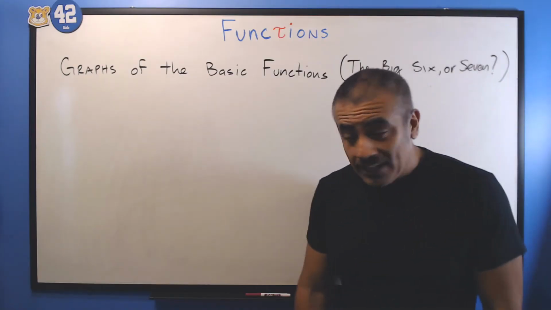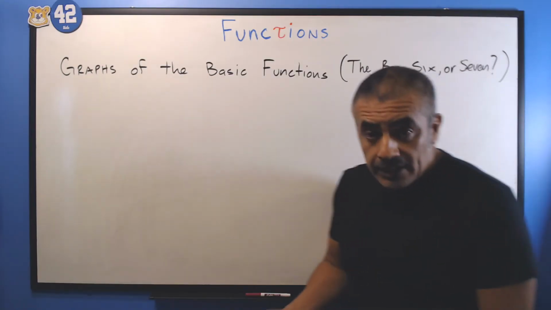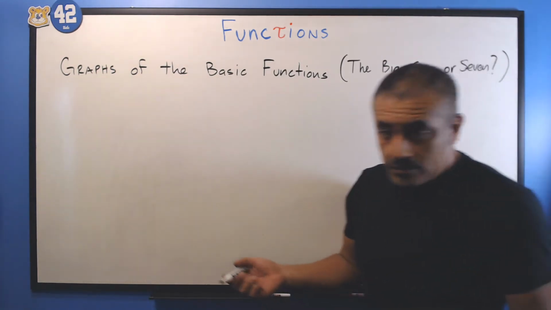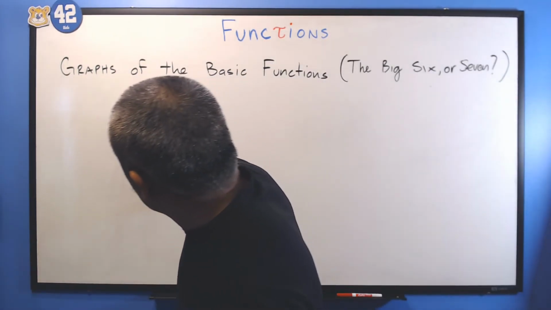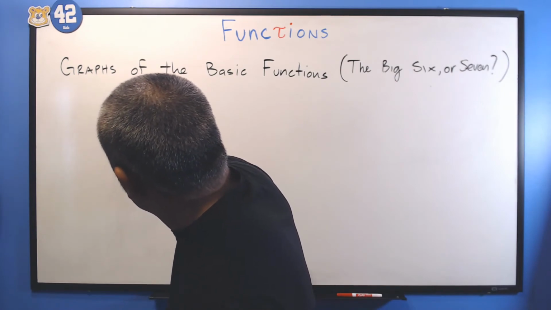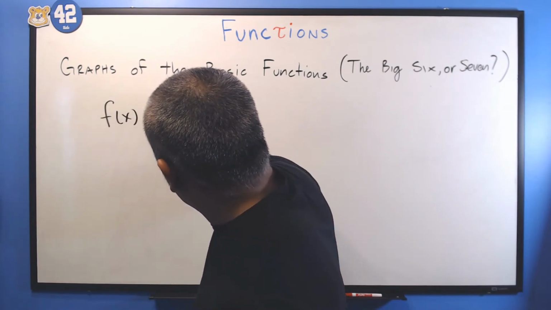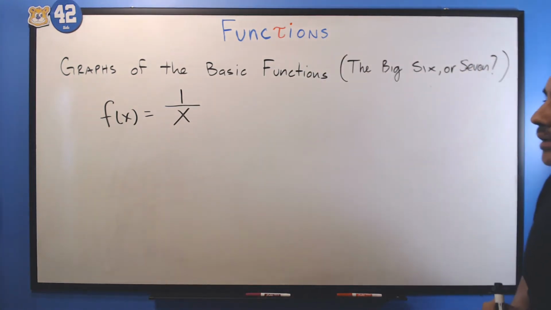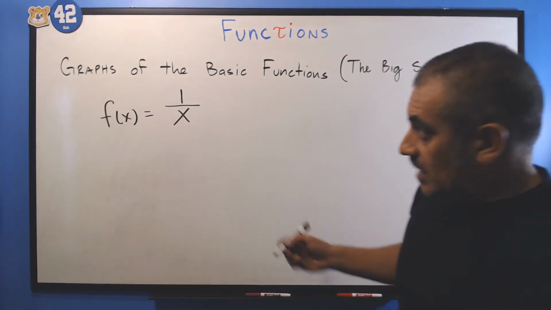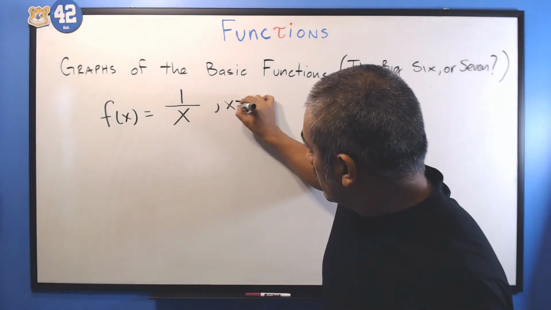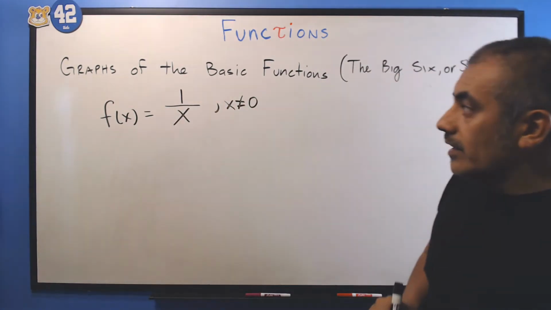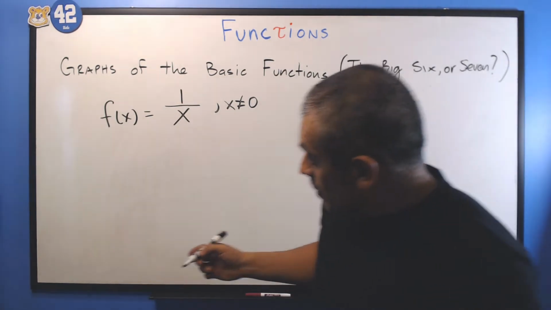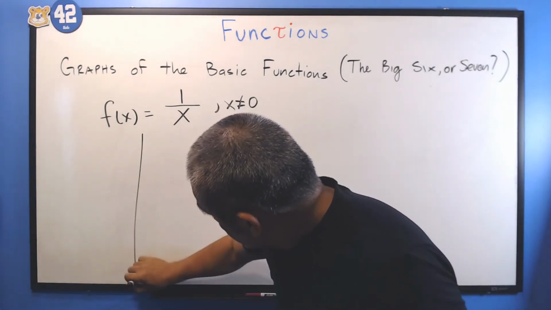Another function that has a restriction on its domain is going to be the reciprocal function, which is the parent function of the rational functions. So it's going to be f of x equals 1 over x. Now, by looking at this, x cannot be 0. We already know that x cannot be 0. And the graph of this function looks like this.